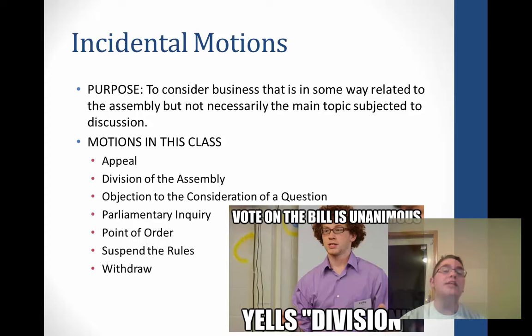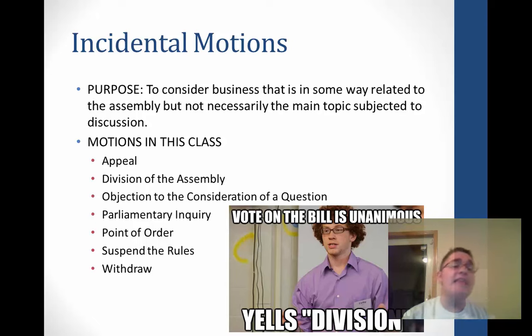Division of the assembly is when you feel that a voice vote wasn't very conclusive and you feel that the chair could have miscounted or misjudged the views of the assembly. You just simply call out for a division and then they will be able to take a counted vote. Objection to the consideration of a question can be applied to a main motion when the member simply states the motion, if it's very controversial, you can just rise and object to it, so it is no longer discussed if it is passed. But that requires a 2/3 vote, so it's kind of difficult to pass.